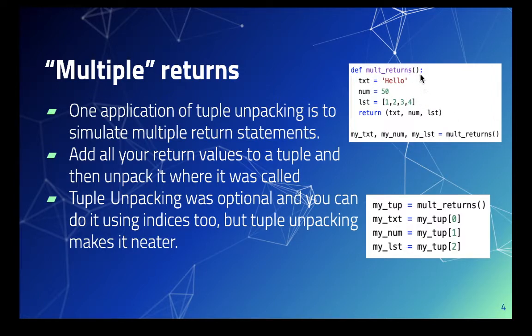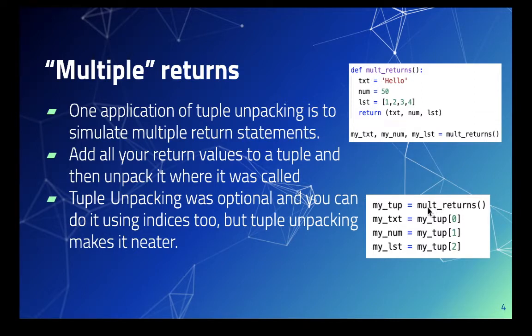In this case, let's say we wanted to return 3 variables: text, a number, and a list. We can combine them into a tuple which has 3 things, text, number, and list, and you can return this tuple as a whole. Then later on, you can unpack them individually. And once again, I'll reiterate that everything that can be done with tuple unpacking can also be done without it.